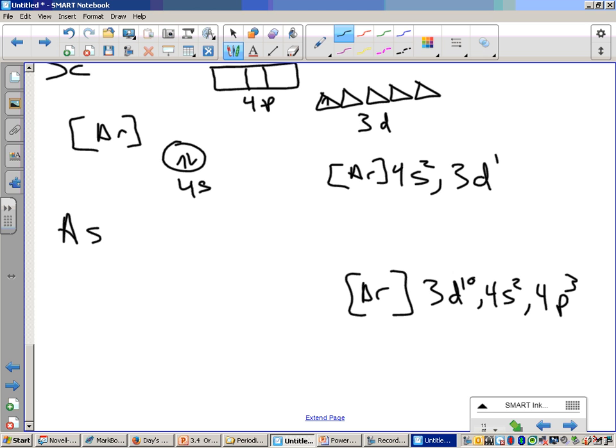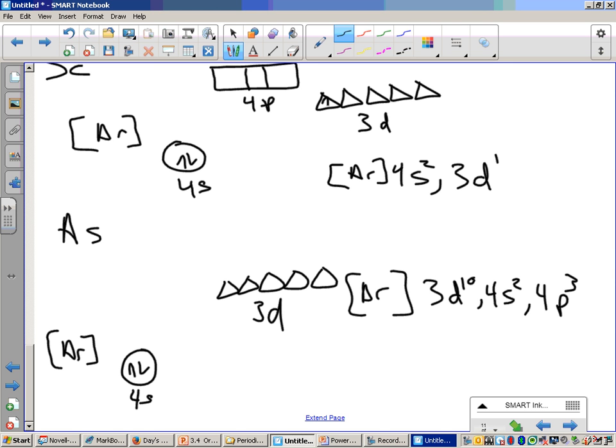Okay? In terms of the energy level diagram, Ar, all right? 4s, 1, 2, 3d, they've got 10, 1, 2, 3, 4, 5, 6, 7, 8, 9, 10. I'm 3 electrons into the 4p. 4p, 1, 2, 3. Okay?